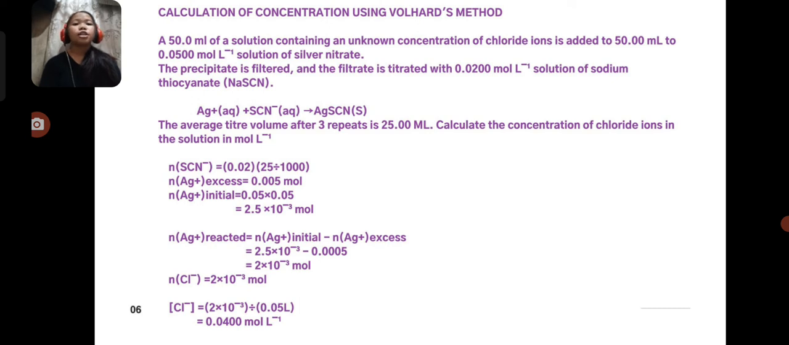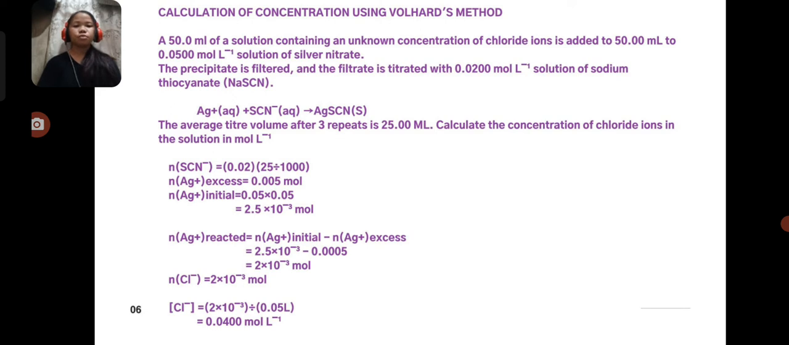So, we can obtain 0.0005 mole. Since it is a 1-to-1 ratio, it is the same as the value of the existing number of Ag+, so there was just a mistake there. The true answer is 0.0005 mole.